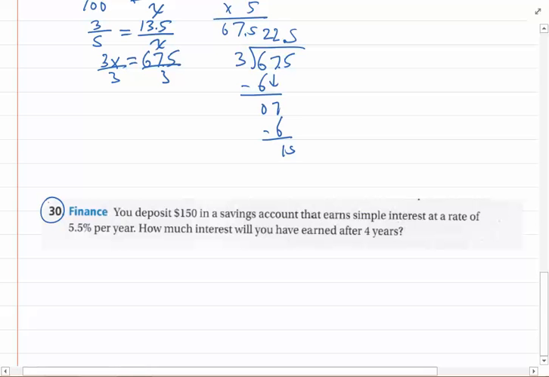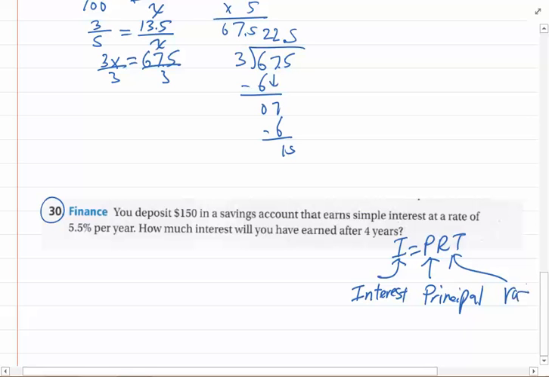looks like simple interest. You deposit $150 in a savings account that earns simple interest at a rate of 5.5% per year. How much interest will you have earned after 4 years? And we're going to use this simple formula called I equals PRT. I stands for interest earned. P stands for principal, or how much you start with. R stands for rate, and this has to be in decimal. And T stands for time, and that has to be in years.